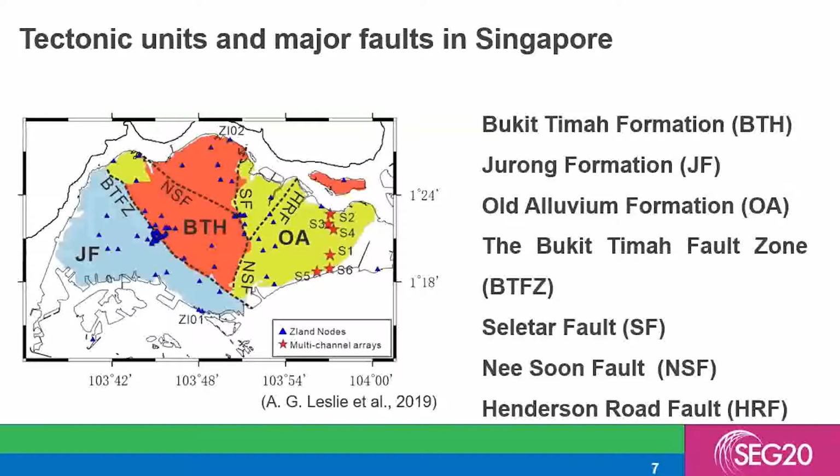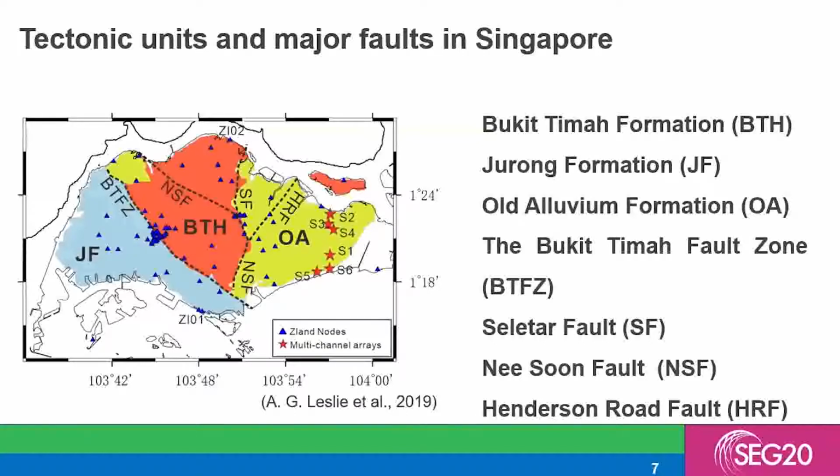Singapore Island is composed of three distinct geological formations. The first is the Jurong Formation in the south and southwest, then the Bukit Timah Formation in the central part, and the old alluvium formation of Quaternary sediments in the east. Many faults and fractures are developed in Singapore, and they control bedrock unit distribution. The Bukit Timah Formation underlies the old alluvium in the east. However, the Bukit Timah Fault is the significant fault that separates the Jurong Formation and the Bukit Timah Formation.